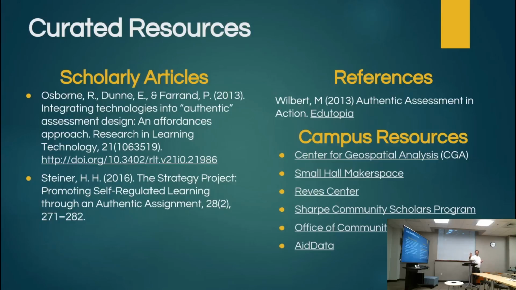Yep. Our last slide here is we have some scholarly articles related to UDL or authentic assessment. We have the reference that Adam mentioned earlier from Edutopia. And then we have some campus resources. The list for campus resources could be endless. There's some that you might obviously think of. Many of you work with librarians. That's one. But I wanted to highlight some of the things that have to do with areas that people may not have thought of. So one is Rob with the CGA. Small Hall Makerspace. Those are people who are dedicated to creating actual objects. The Reef Center, who works internationally with service learning. Sharp Community Scholars Program is another engagement, the Office of Community Engagement, and another one is AidData that works with international aid data.